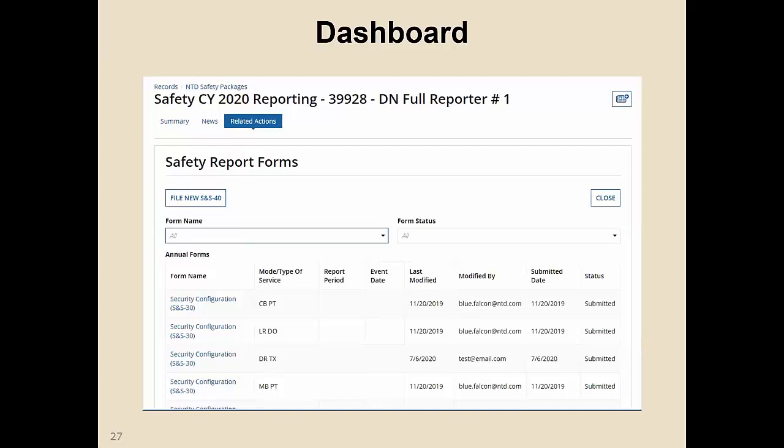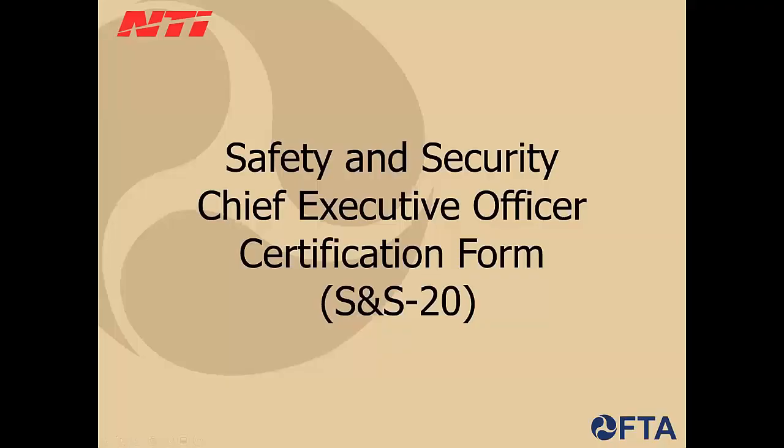To open an existing form, click the blue form name and number link in the first column. This form table can be sorted and filtered just as we discussed on the previous Safety Summary view. That concludes the navigation. Now we'll move on to the S&S-20 Safety and Security CEO form.